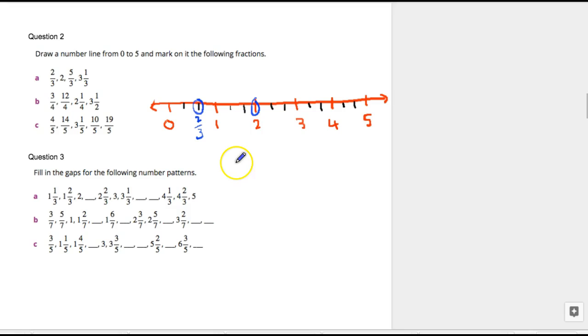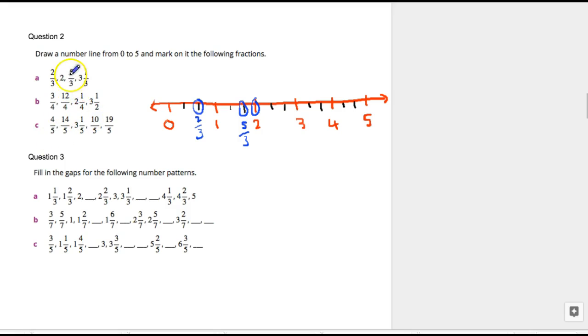5/3. Okay, so you can do this 2 ways. You can either count or you can convert 5/3 into a mixed number. So first of all, I'm going to count, okay? So there's 0, 1/3, 2/3, which we did before. 3/3, 4/3, 5/3 is here. Okay, so just before 2.